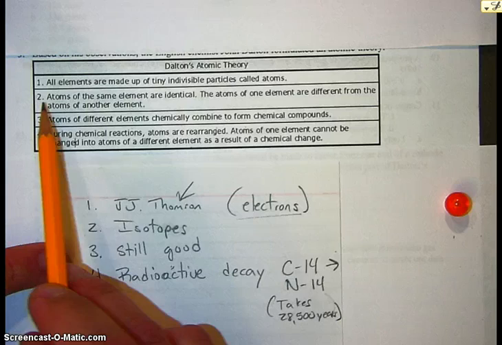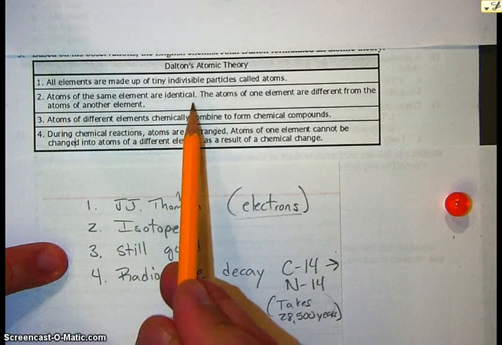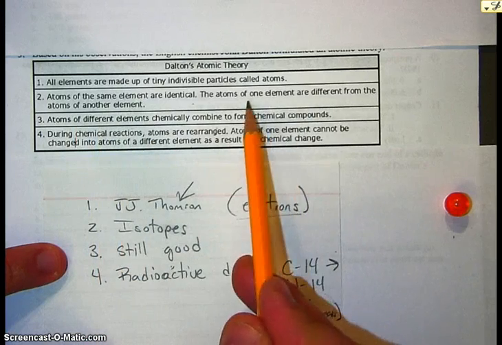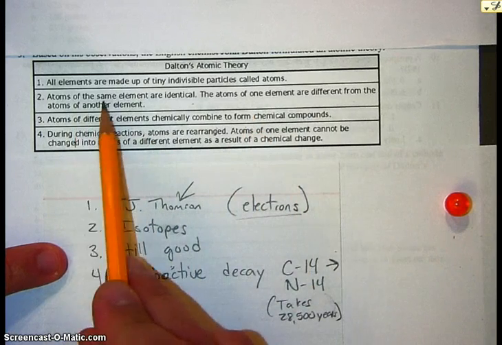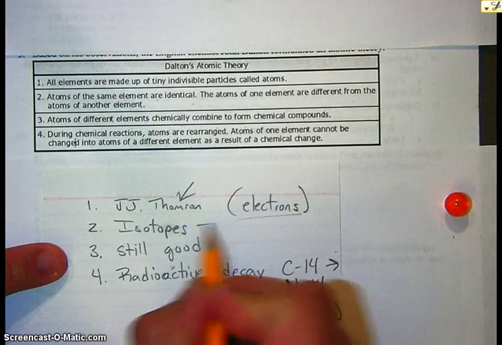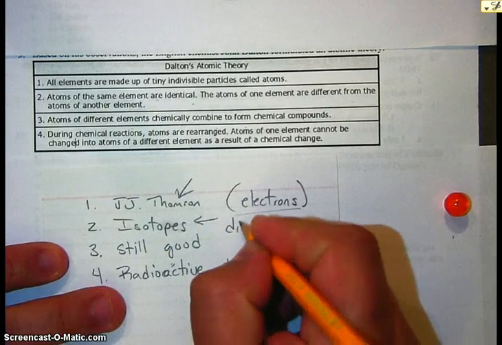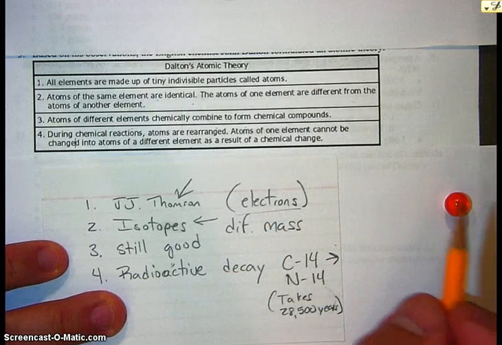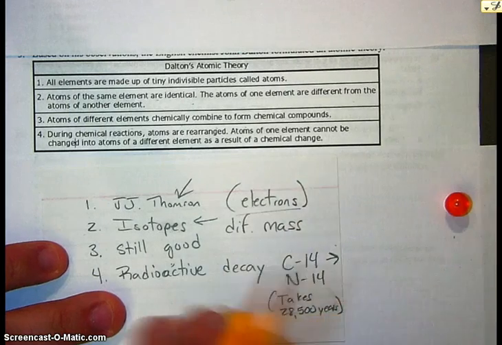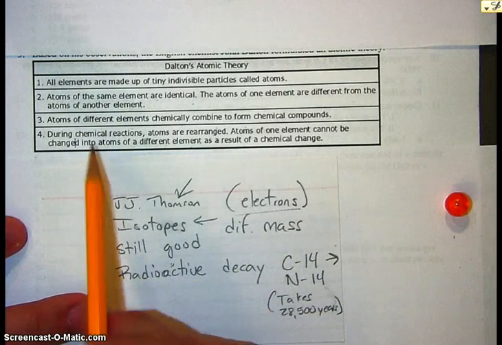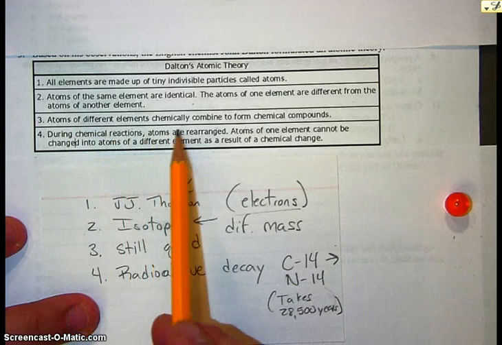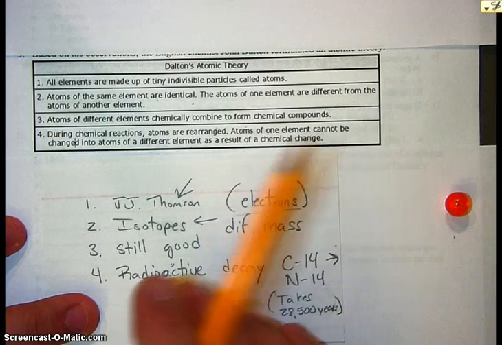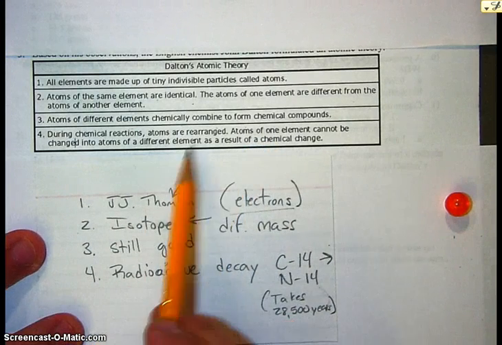And also, number 2, it says atoms of the same element are identical. The atoms of one element are different from the atoms of another element. Well, that second part is true, but atoms of the same element are not identical because of isotopes. Remember, they have a different mass, right? But they have the same chemical properties because they have the same amount of protons. All right, number 3, that was still pretty good. We haven't disproved that one. Atoms of different elements combine chemically to form chemical compounds. That is good.